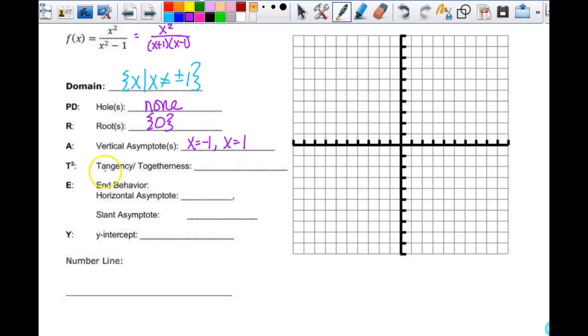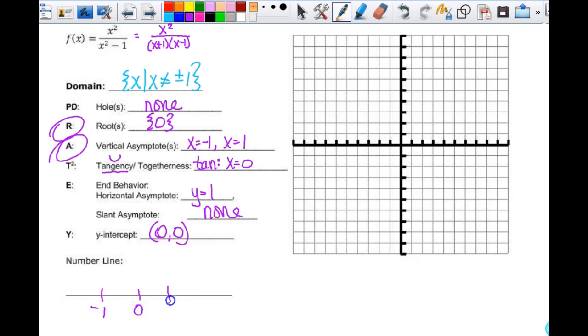I do have tangency or togetherness. I have tangency, because remember this comes from the numerator, this comes from the denominator. So I have tangency, and that is at x equals 0. That means I'm going to bounce, right? I am tied in degrees, so this is y equals 1. This will be none. And then my y-intercept here is going to be 0, 0. These two things on my number line, got -1, 0, and 1.